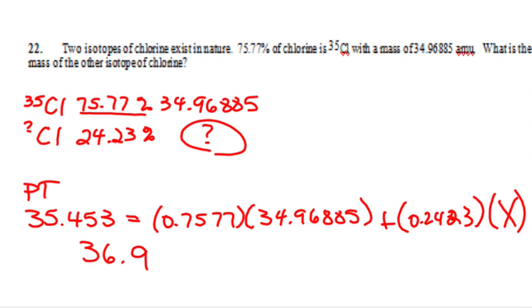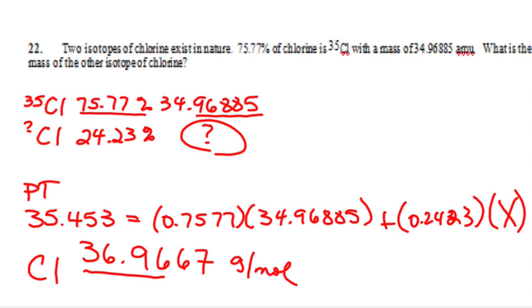36.9. We're still missing one, but that's okay. Grams per mole. So that's the mass. So if I wanted to put a little symbol here, what would it be? Chlorine, if I wanted my condensed formula, 37, right? It'd be chlorine 37.